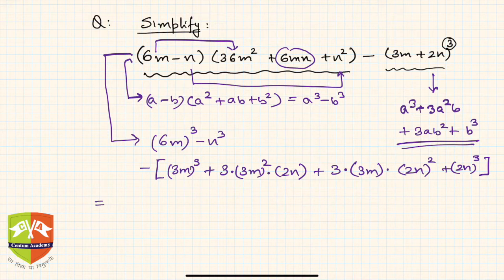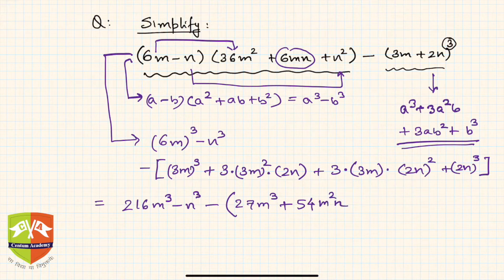So it is nothing but (6m) cube. So if you see, 6 cube is 216, correct? So 216m cube minus n cube, and then within brackets I will get (3m) cube is 27m cube. Then if you simplify this, you will get plus 3 into 9 into 2, 54, right? 54m square n, then plus 3 into 3 into 2 square, that is 4. So 3 threes are 9, 9 fours are 36 m n squared plus 8 n cubed, isn't it?